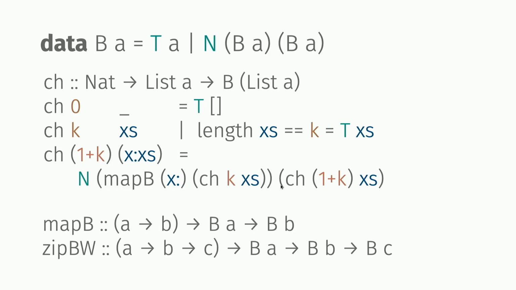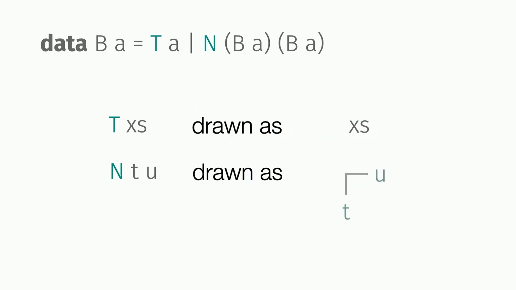Okay, and also once we introduce the tree, we naturally have a function map for it, and another function zip bwidth, which zips 2 trees having the same shape together using a function a to b to c, which we're going to use later. Okay, so I'm going to show you some examples.